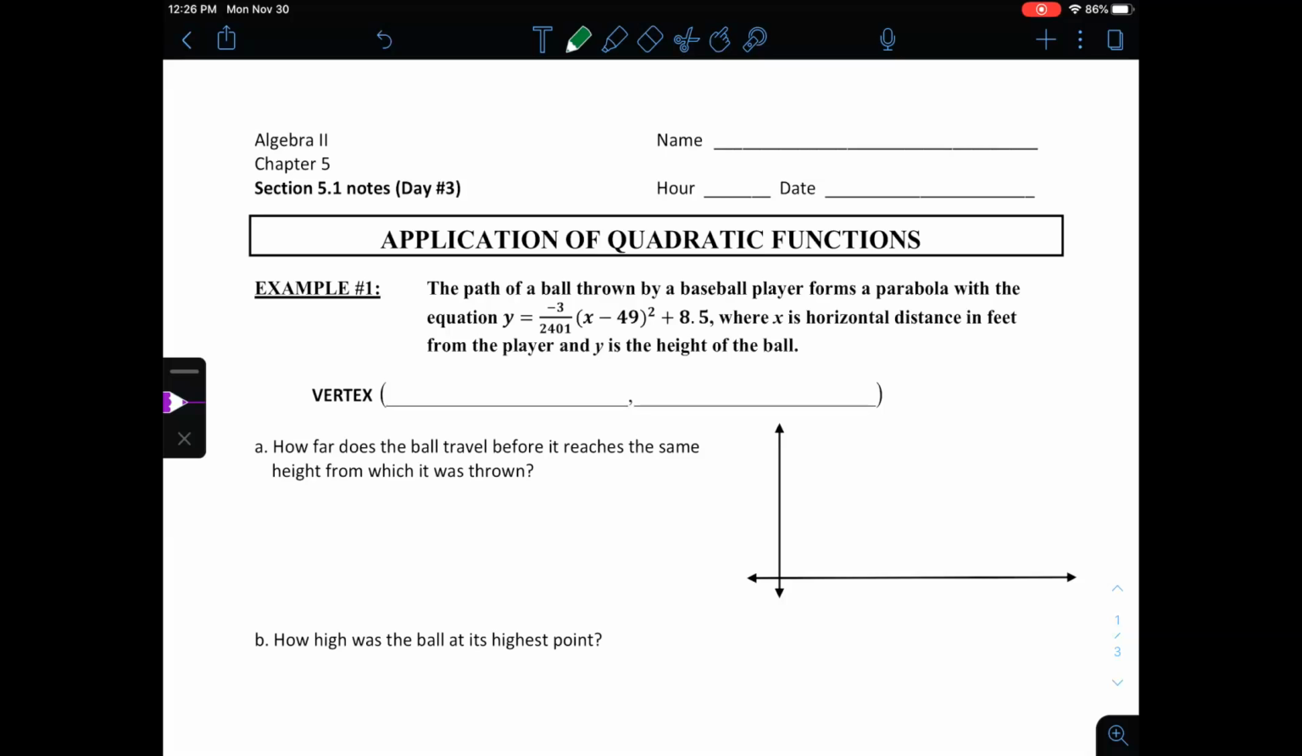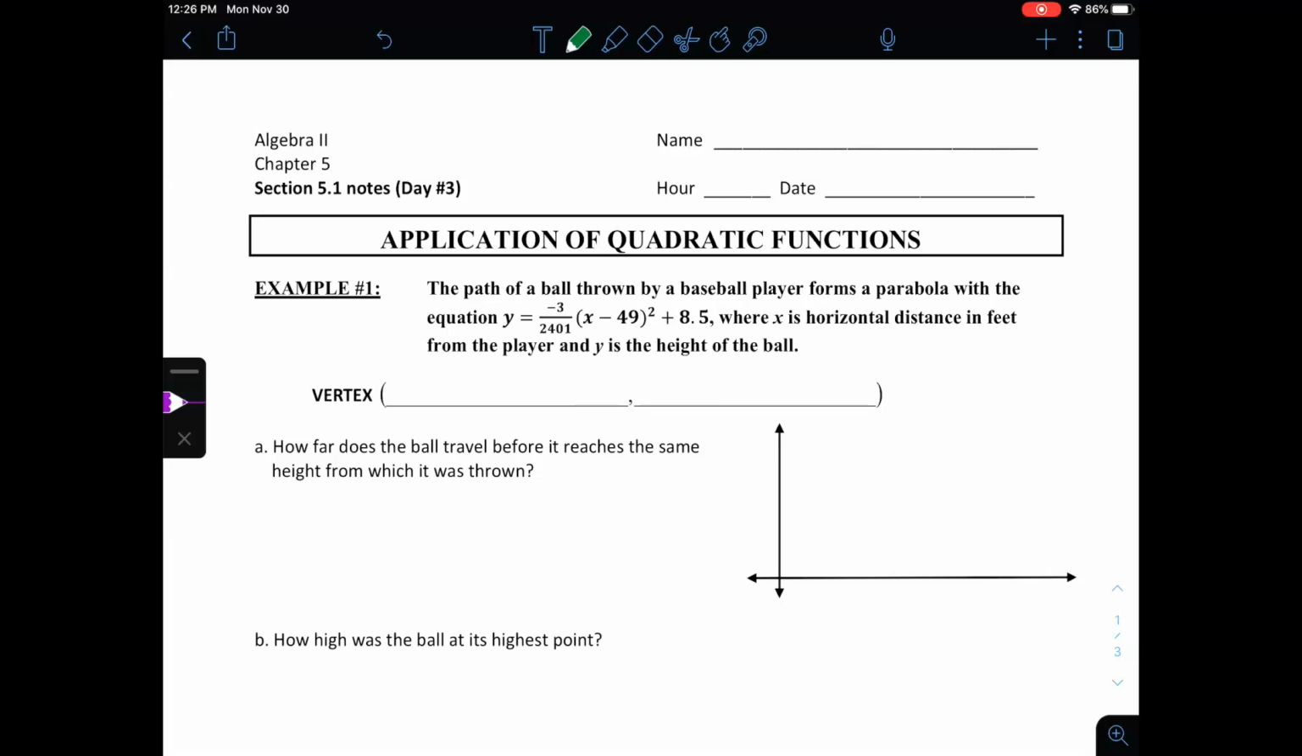So example 1 is: the path of a ball thrown by a baseball player forms a parabola with the equation y equals -3 over 2401 times the quantity of x minus 49 all squared plus 8.5, where x is the horizontal distance in feet from the player and y is the height of the ball. All right, so we're going to have a baseball player.